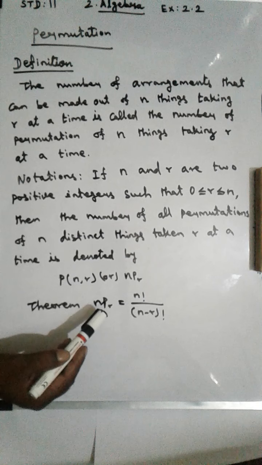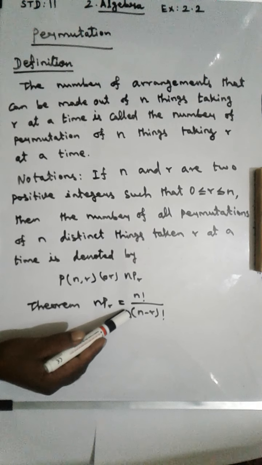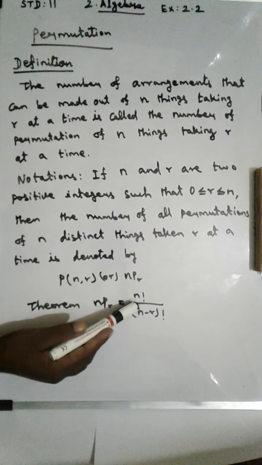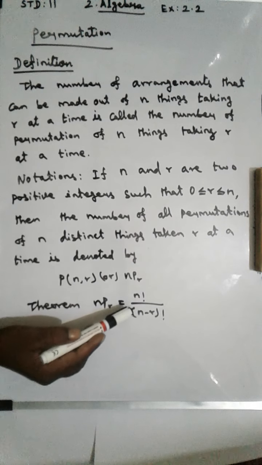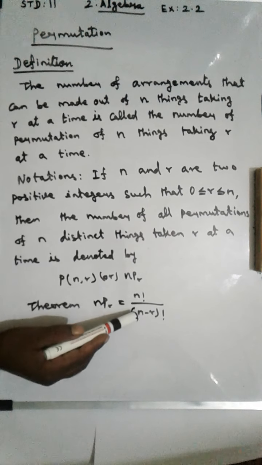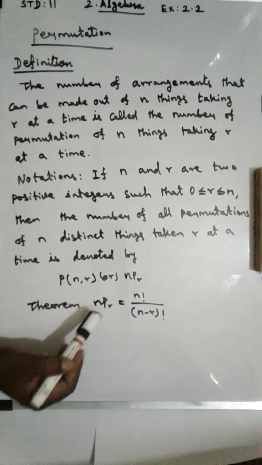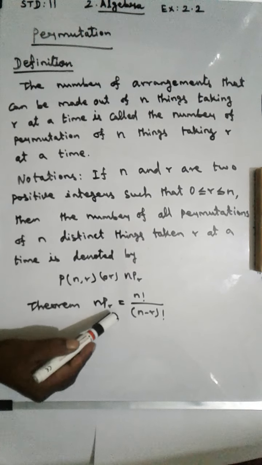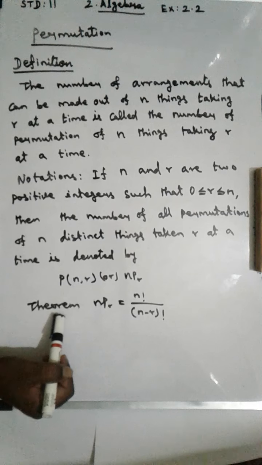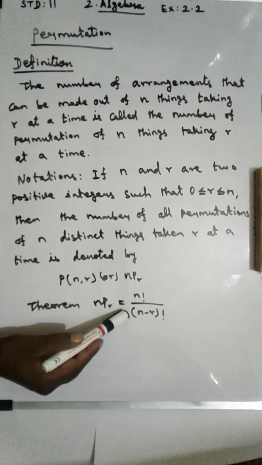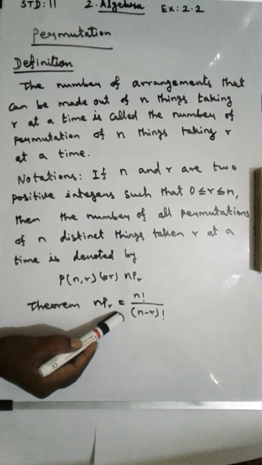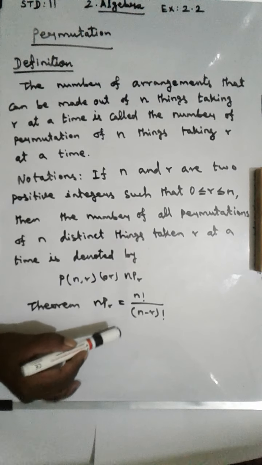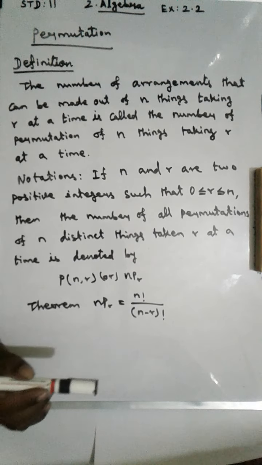Theorem: nPr equals n factorial divided by (n minus r) factorial. This is the formula. We take it without proof. It is a very important formula for permutation.